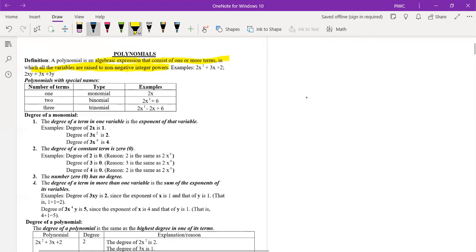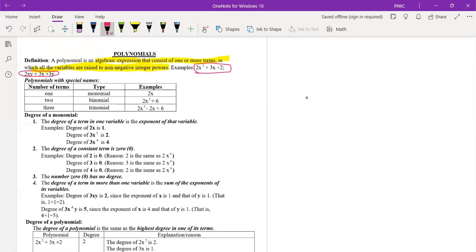So example, you have 2x squared plus 3x plus 2. This is an algebraic expression because I don't see any negative integer here. So that's a polynomial. And there's no fractions as well. So remember, integers are whole numbers and their opposites, right? Those are integers. But for polynomials, you only want the non-negative integers.